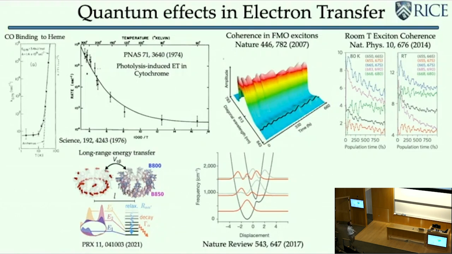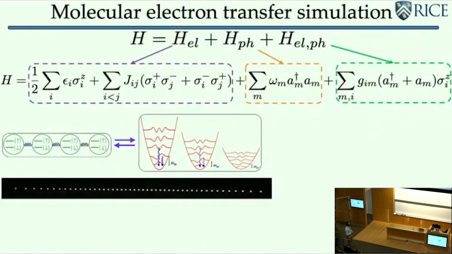But these systems are pretty messy. So, for example, this experiment was done at 77 Kelvin. This one here was done at room temperature, and you can still see some beats in the signal. So these systems are messy, and that's why we want to address them with the quantum simulator and try to answer the question: what is the role of coherences, if any, in this type of electron transfer biomolecule processes? So why trapped ions?